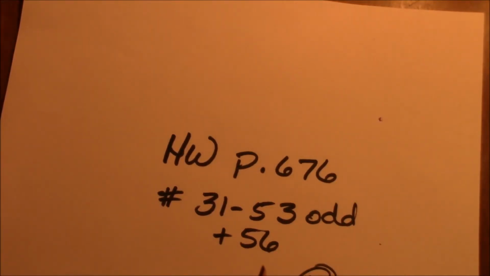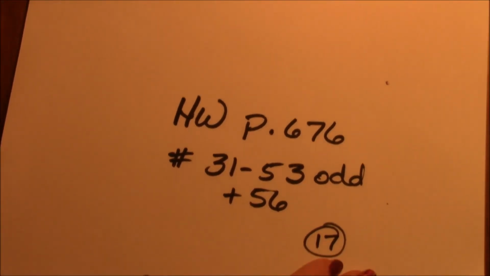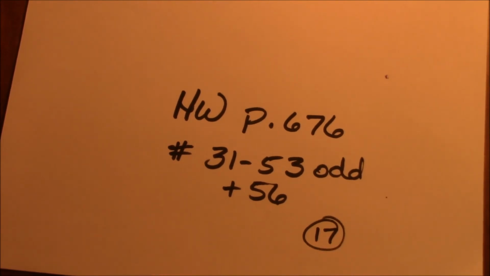So your homework for this section starts on page 676. It's numbers 31 through 53 odd plus number 56. That's 17 problems. Once you're done with this, we have a chapter review because we are at the end of chapter 9 and you have a test coming up.